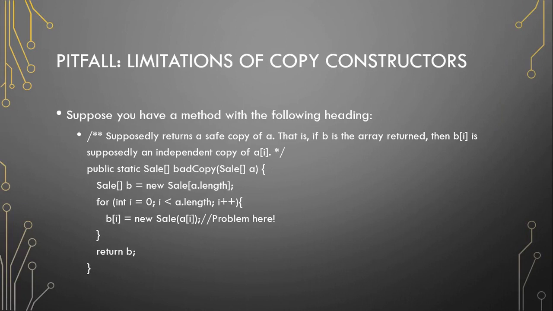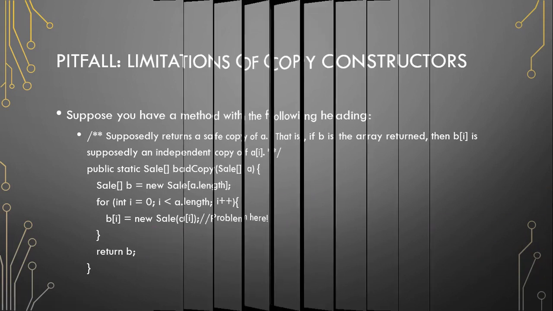So suppose we have a method with the following heading. This supposedly returns a safe copy of a, that is, if b is the array returned, then b[i] is supposedly an independent copy of a[i]. So here we have public static Sale[] badCopy(Sale[] a): Sale[] b = new Sale[a.length]; for (int i = 0; i < a.length; i++) b[i] = new Sale(a[i]); and then it's supposed to just return b. Now there is a problem here.